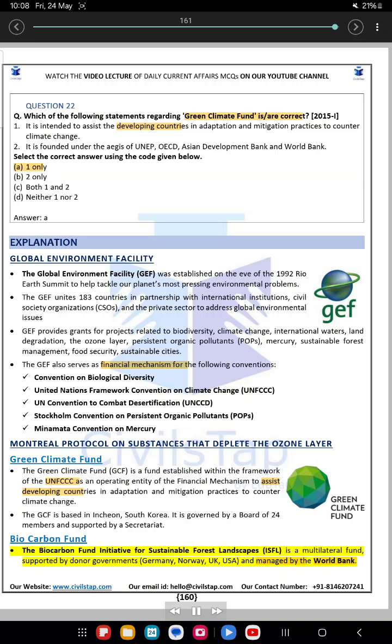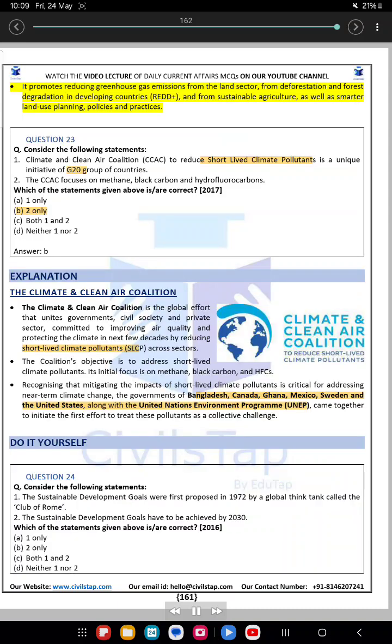Biocarbon Fund. The Biocarbon Fund Initiative for Sustainable Forest Landscapes, ISFL, is a multilateral fund supported by donor governments Germany, Norway, UK, USA, and managed by the World Bank. It promotes reducing greenhouse gas emissions from the land sector, from deforestation and forest degradation in developing countries, REDD+, and from sustainable agriculture, as well as smarter land use planning, policies and practices.